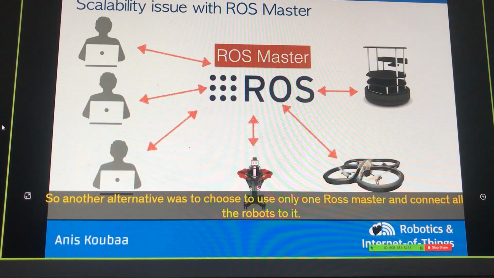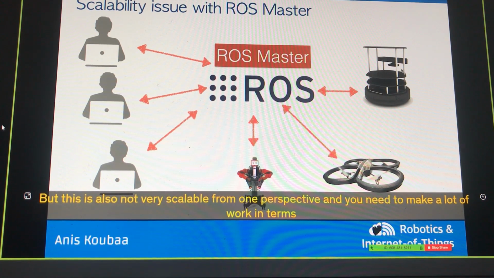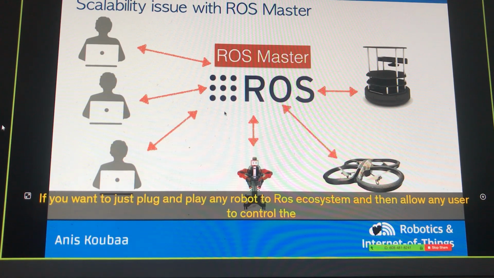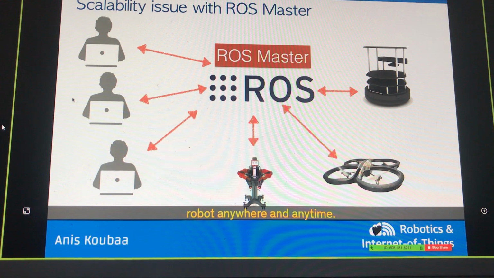So another alternative was to use only one ROS master and connect all the robots to it. But this is also not very scalable, and you need to do a lot of work in terms of renaming the topics for the different kinds of robots. So although this solution is feasible, it's not practical. If you want to just plug and play any robot into the ROS ecosystem and then allow any user to control the robot anywhere and anytime, this solution was not very practical.